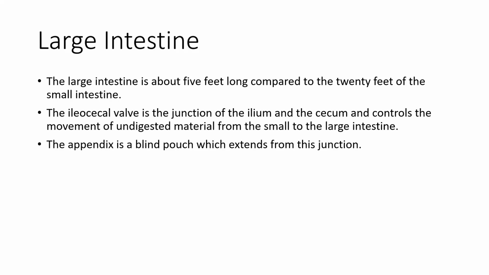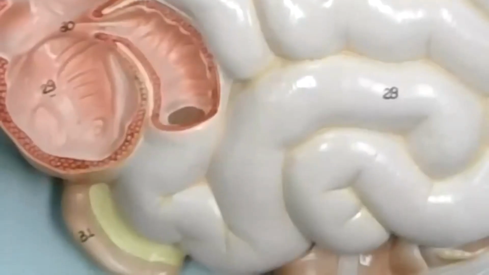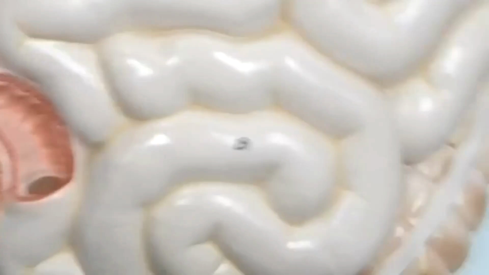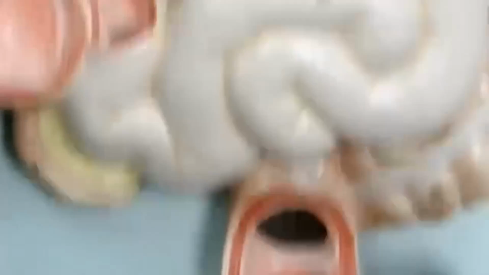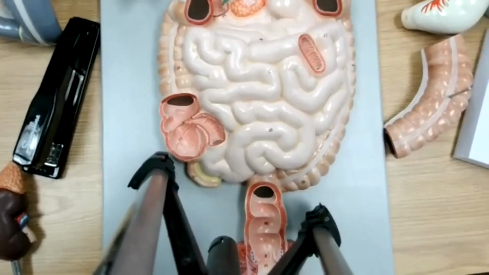Now, the ileocecal valve is located, the large model has a pretty good illustration of it. Let me show you here. Okay, so just for reference, let me move this over a little bit and get it out of zooming. There we go. Now let's zoom in just a little bit.